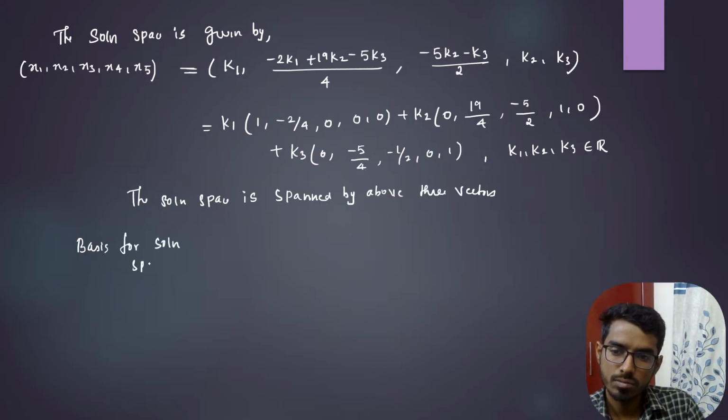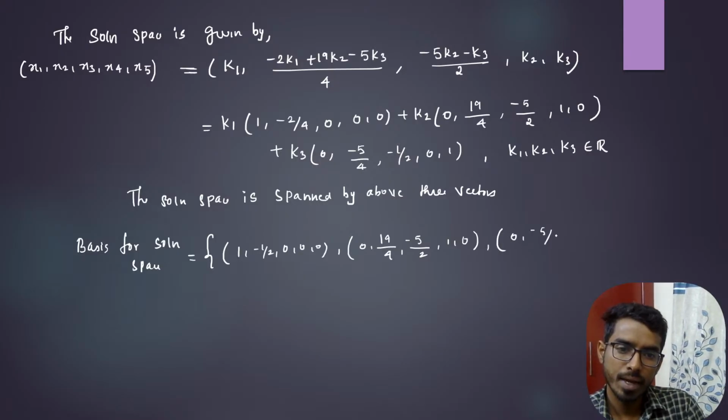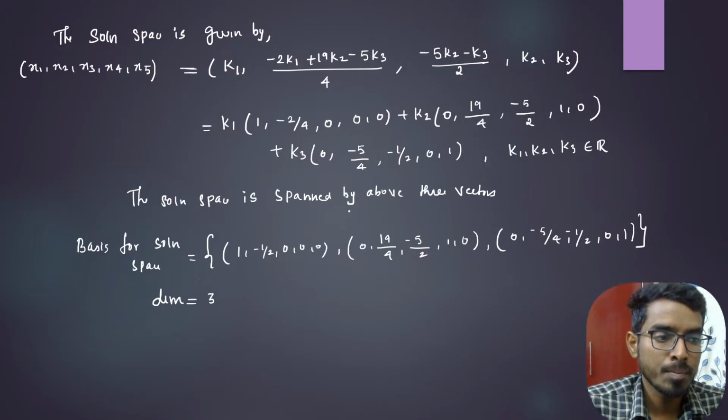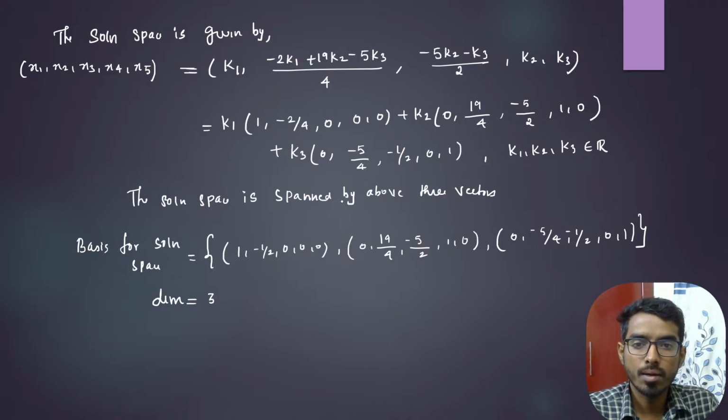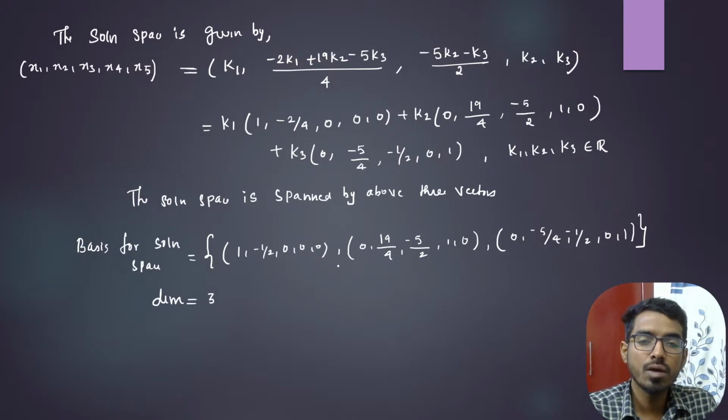The basis for the solution space is given by (1, minus 1 by 2, 0, 0, 0), (19 by 4, minus 5 by 2, 1, 0, 0), and (minus 5 by 4, minus 1 by 2, 0, 1). And what is the dimension? The dimension is 3, because the number of elements in the basis is the dimension. You can see 3 vectors are there in the basis. That means these 3 alone will generate the whole solution space, right?